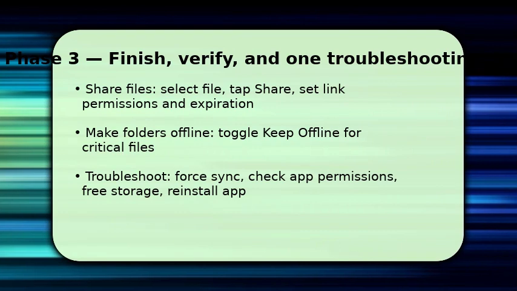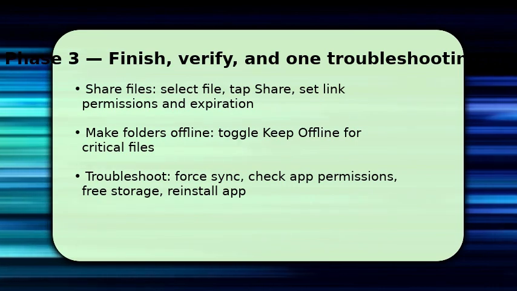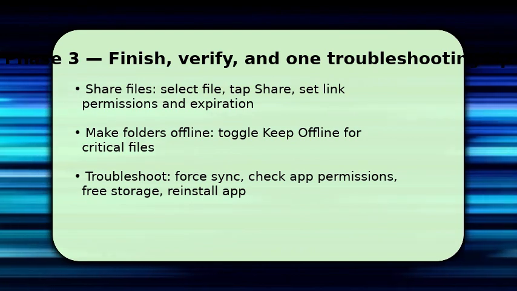To share, select a file, tap Share, then choose link type and permissions, view or edit, and set an expiration if needed. For crucial items, toggle Keep Offline so they are available without a connection. If sync stalls, force a sync by pulling down the folder list, confirm app permissions in device settings, free local storage, and, as a last resort, sign out and reinstall the app. This sequence resolves most common issues and restores normal syncing fast.